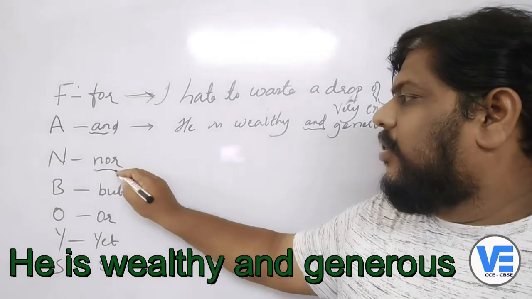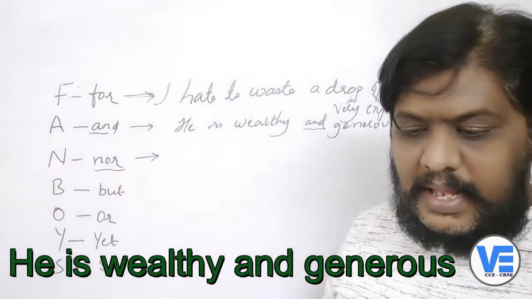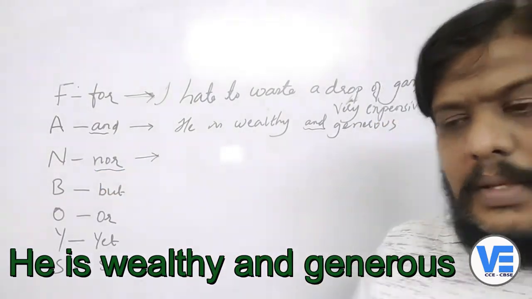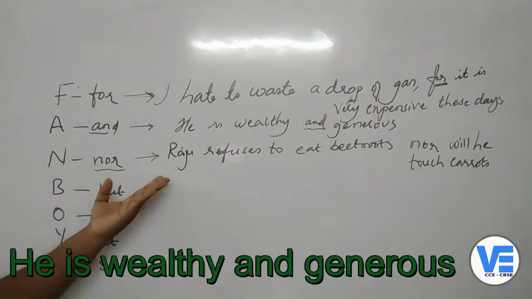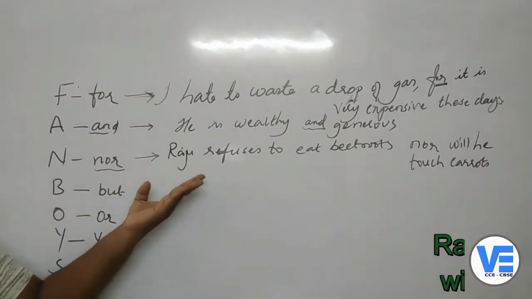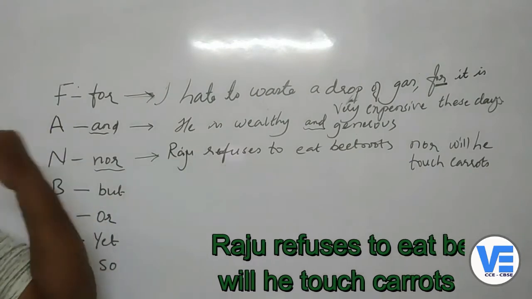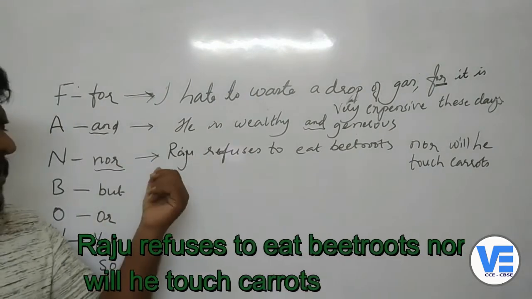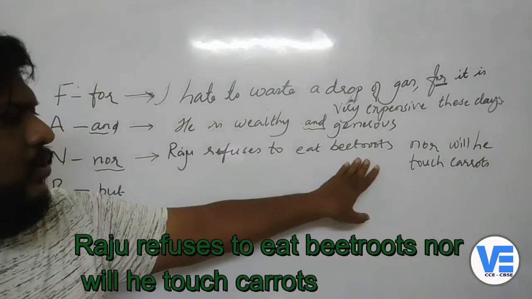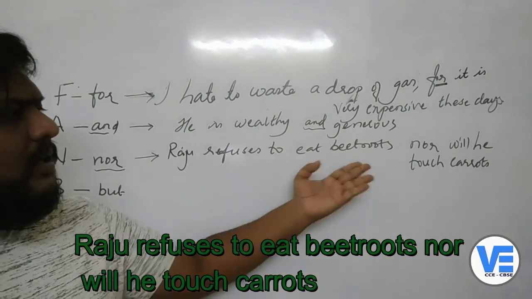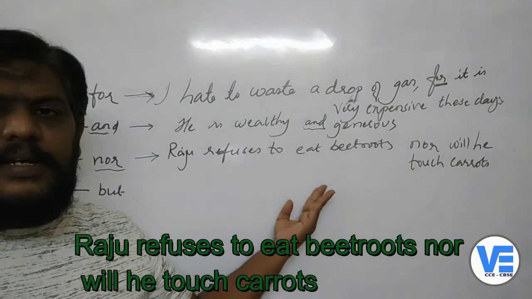Now you take the word called "nor". So here the best example which can be given: Raju refuses to eat beetroots. Raju refuses to eat carrots. He doesn't even touch the carrots. So Raju refuses to eat beetroots. Raju will never touch the carrots. These are the two different sentences.